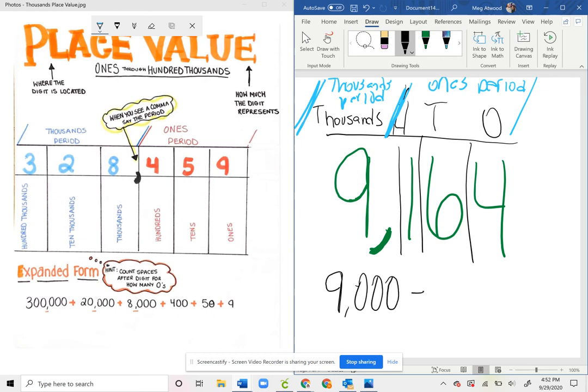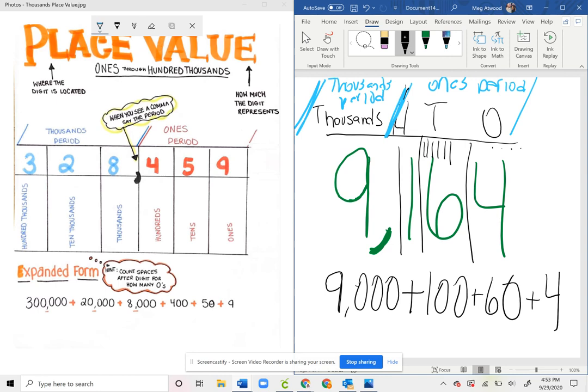9,000 plus, how many hundreds do I have? What does this number represent? 100. What does this number represent? If I drew 6 tens, how many tens would I have in total? 6, okay, which would represent 60 plus how many ones? 4 ones, okay? So again, we practice saying this word out loud.